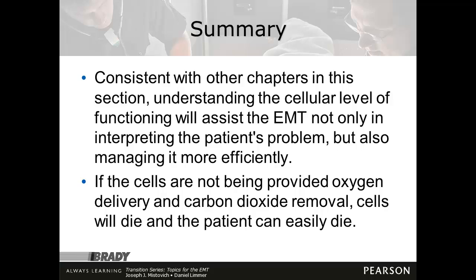In summary, consistent with the other chapters in this section, understanding the cellular level of function will assist the EMT not only in interpreting the patient's problem, but also managing it more efficiently. If our cells are not provided sufficient oxygen, and if adequate carbon dioxide is not removed, cells will die, and eventually the patient will die.